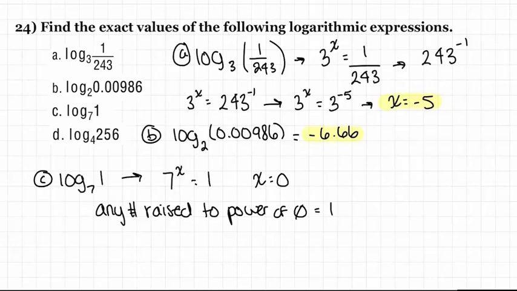We also know the logarithmic rule that when you have a log with any base with the argument of 1, that's also equal to 0. So the exact value for C is 0.